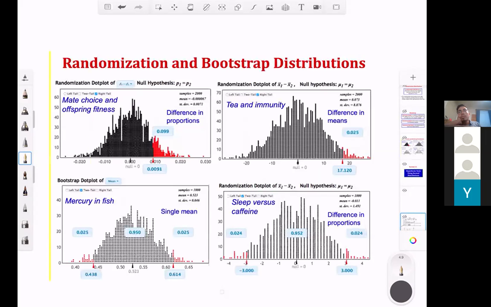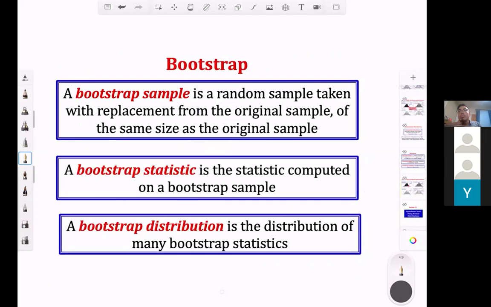Those are the types of graphs that we have worked with so far. So here, randomization and bootstrap distribution. You need to have some reference that you should know what a bootstrap distribution or a randomization distribution is. I have them here for you. We learned about bootstrap. A bootstrap distribution is a distribution of many bootstrap statistics.